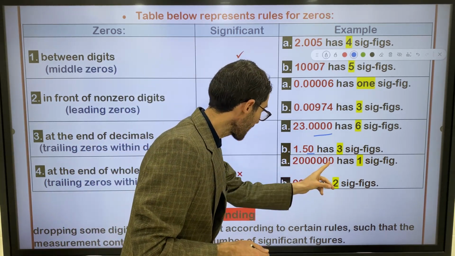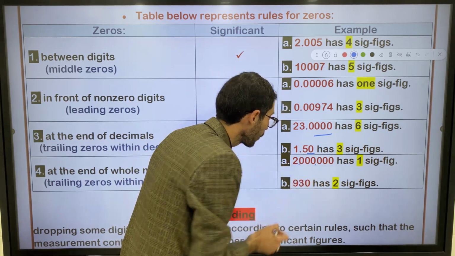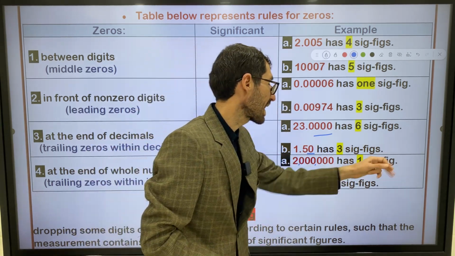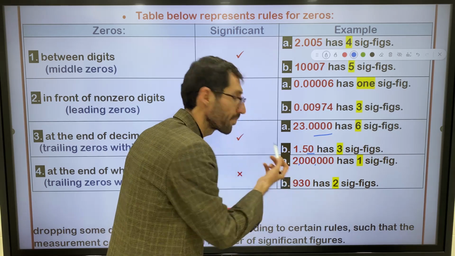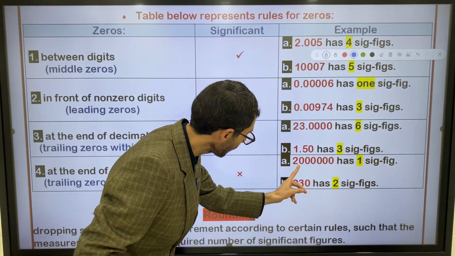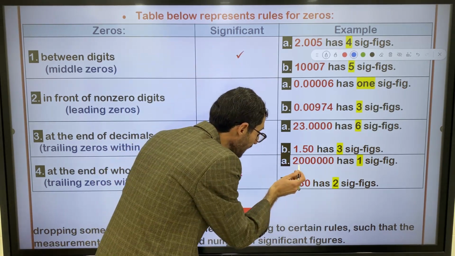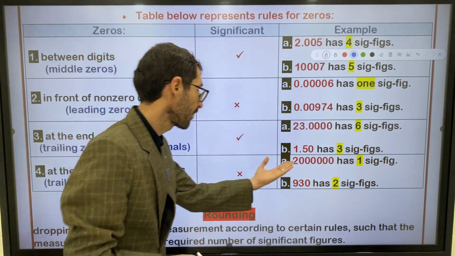So we have this number. Let me read the number for you. 2 million. Yeah? 2 million has one sig-fig. Only one sig-fig. Why? Because here we have an integer, right? Because we have an integer, we don't have a decimal point. If we have a decimal point, all of the zeros are considered sig-figs. But here we have an integer.